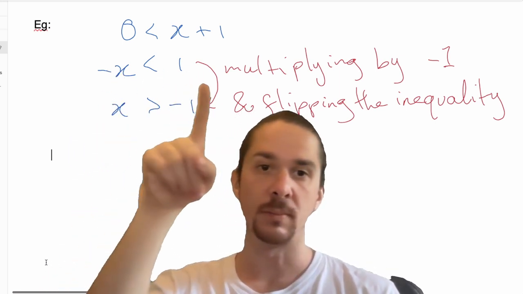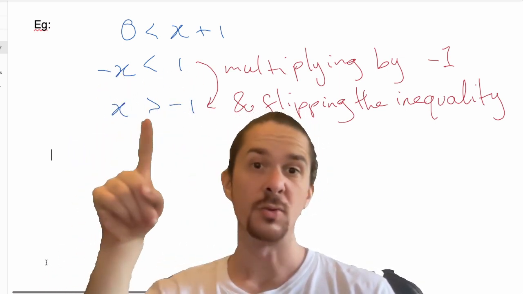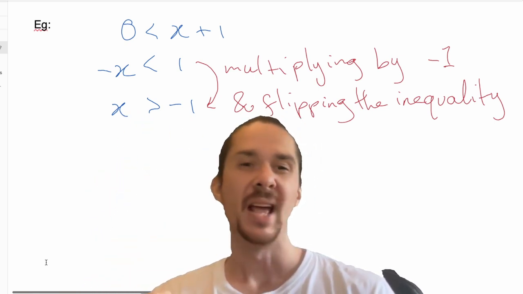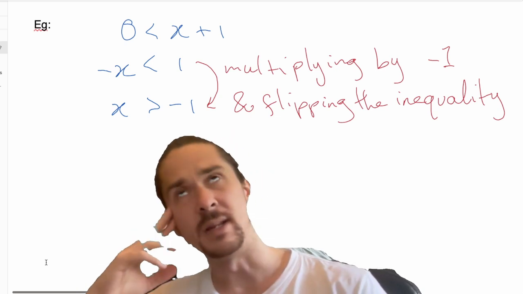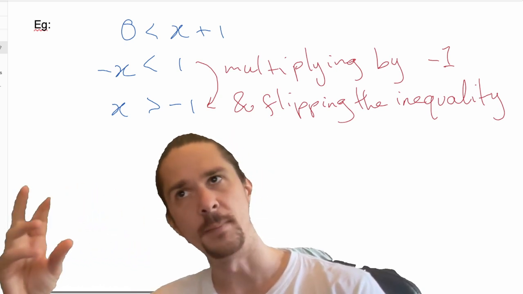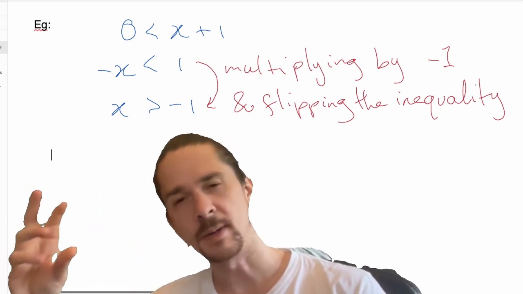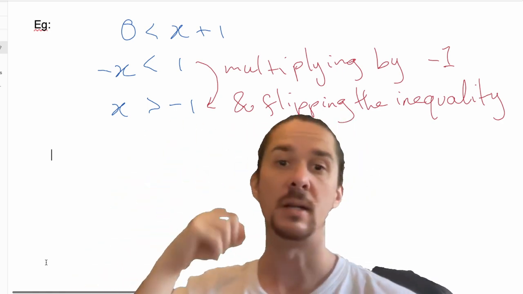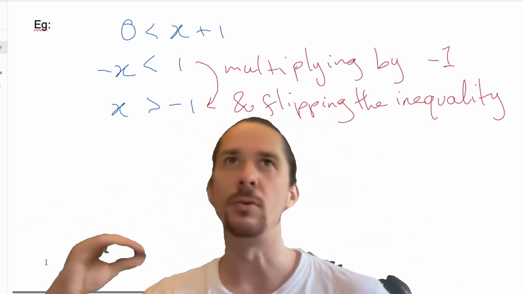Now we want to multiply everything by negative 1, so we have to flip that side. So now it's x is greater than negative 1. And I think it's worth thinking about that for a second. If you think, okay, negative x is less than 1, if you think about that, you should be able to make it make sense that therefore x must be greater than negative 1. So I'll leave that as a thought experiment for you.